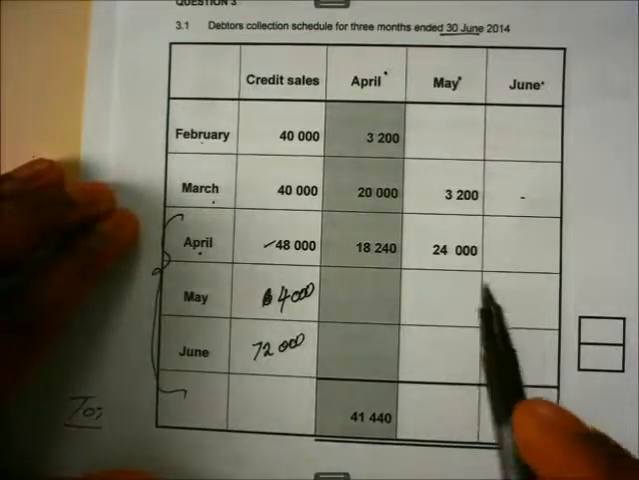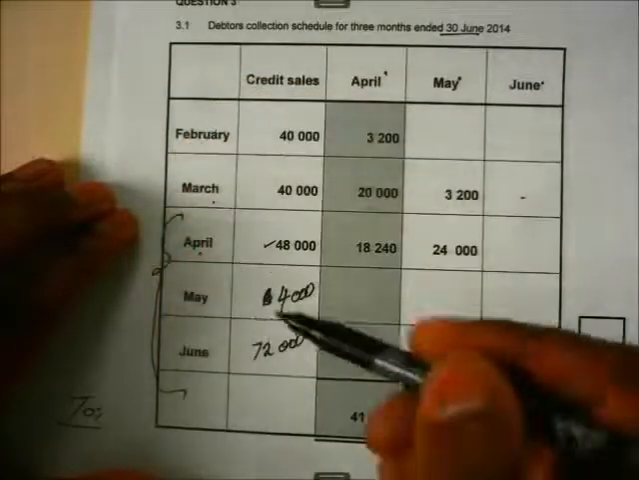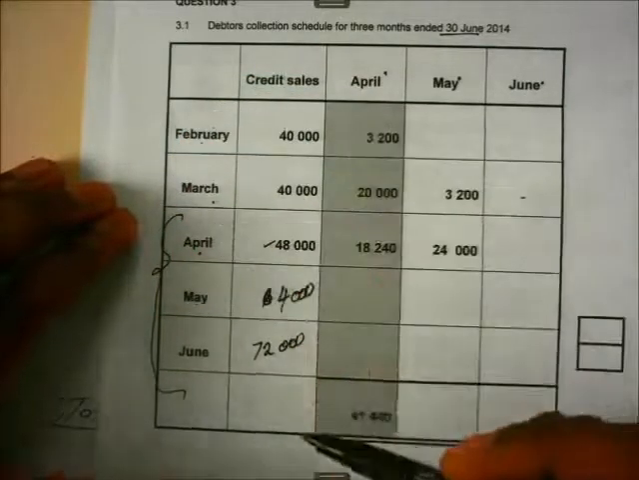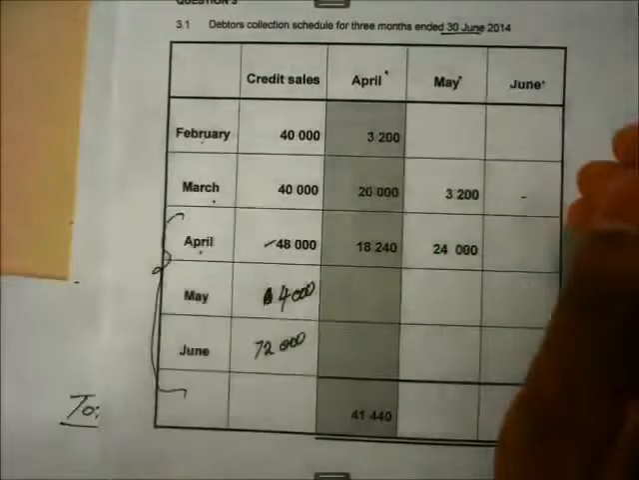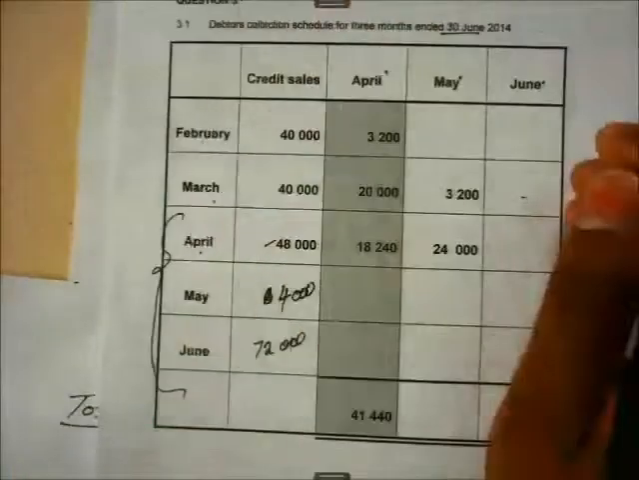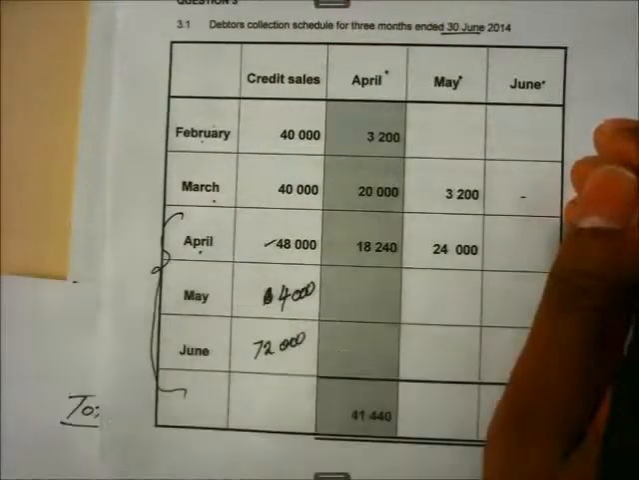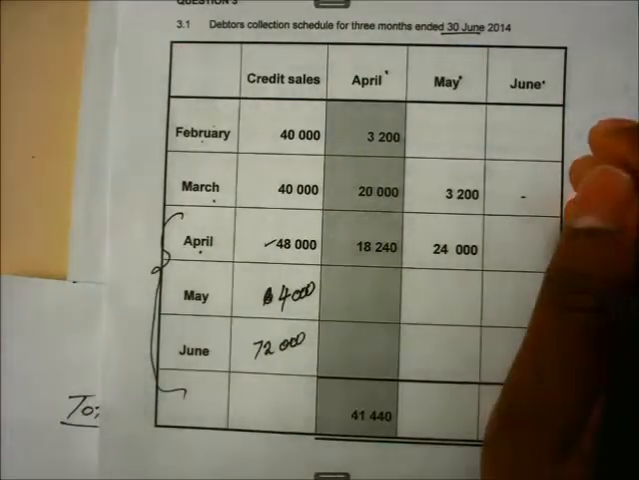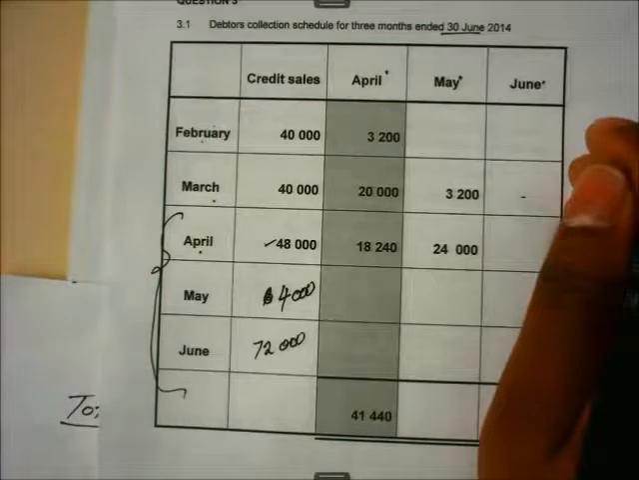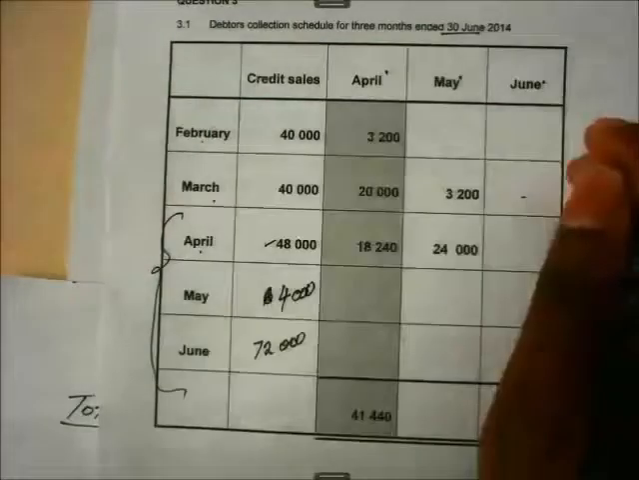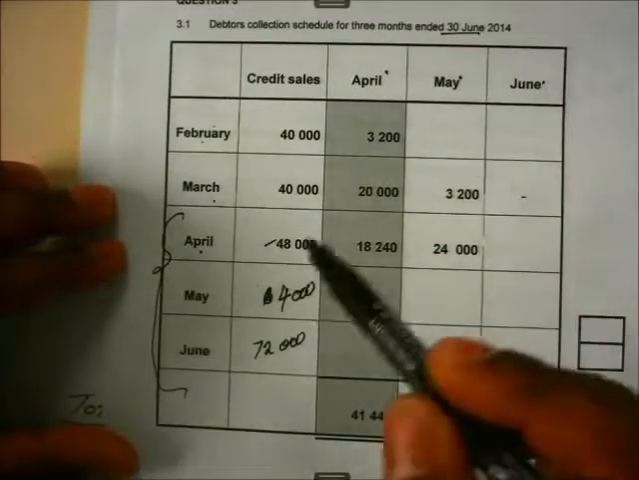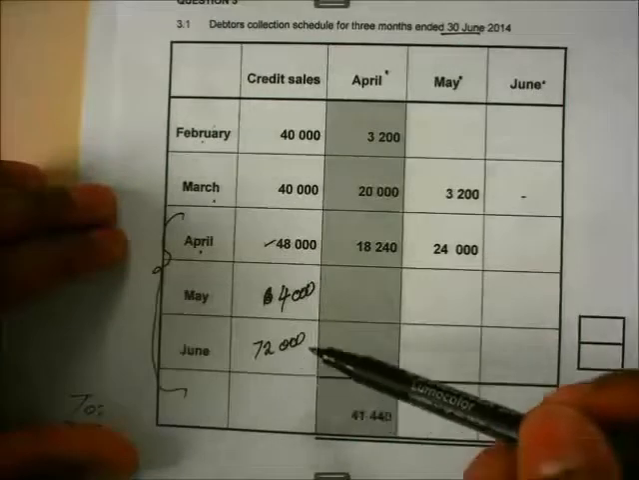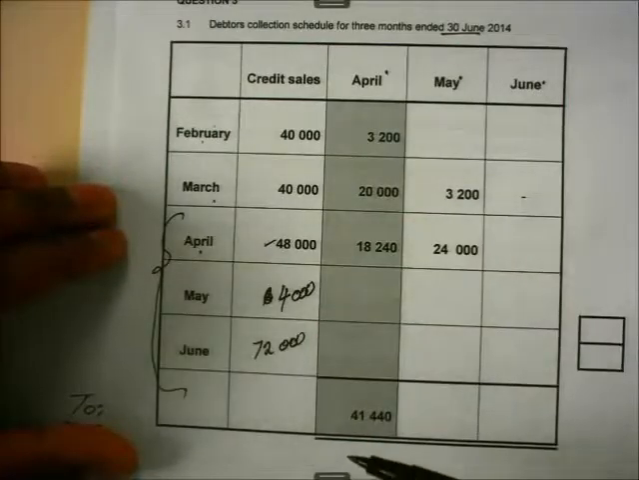Remember, the reason why we have February and March is that we sell goods during the month that falls outside the budget period, but the money might be collected during the budget period. We have sold the goods during the month that falls outside the budget period, but the money is collected within the budget period. That is why it is important to also include the months that fall outside of the budget period in terms of credit sales, right?